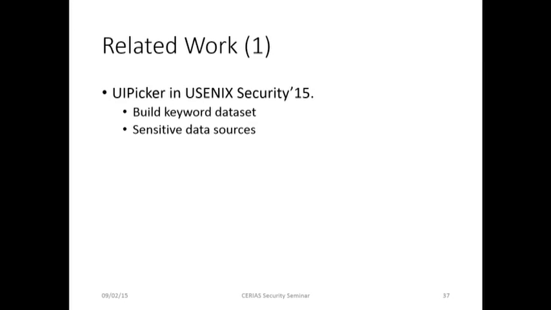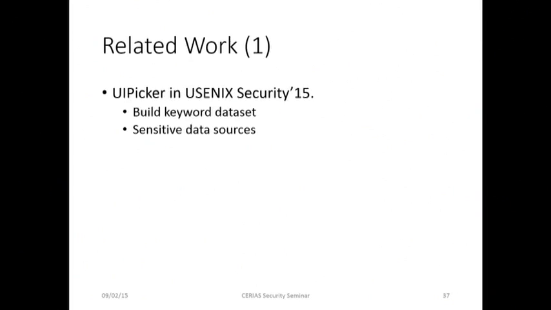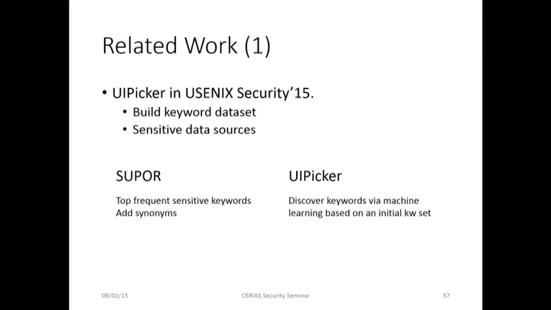Next, I want to talk about some related work. UI-Picker is also published in USENIX Security 2015, and it also aims at detecting sensitive user inputs in mobile apps. I want to compare SUPOR and UI-Picker from several aspects. For building the sensitive keyword dataset, SUPOR uses the top frequent sensitive keywords and adds some synonyms of the selected keywords. UI-Picker discovers the keywords via machine learning technique based on an initial keyword dataset.